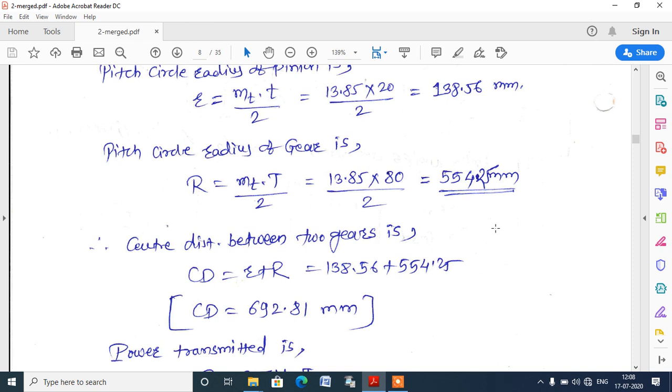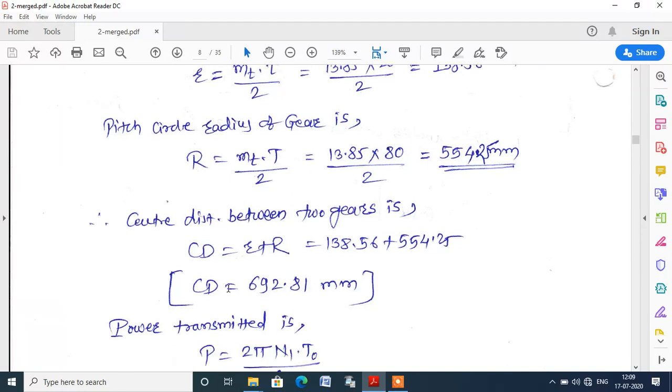Continuing the same problem, we have calculated small r, the pitch circle radius of the pinion, by using the formula r = mt × t / 2, and the pitch circle radius of the gear by using the formula capital R = mt × capital T / 2. By putting in all the values, we get 138.56 mm for small r and 554.25 mm for capital R. Please check the answers in the calculator.